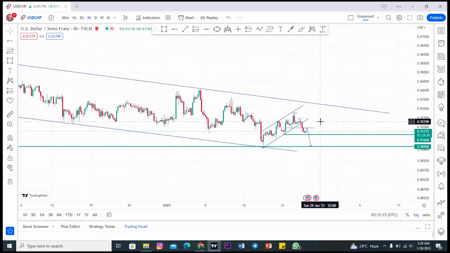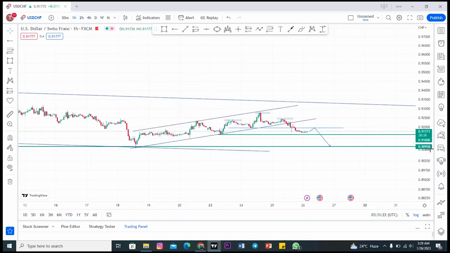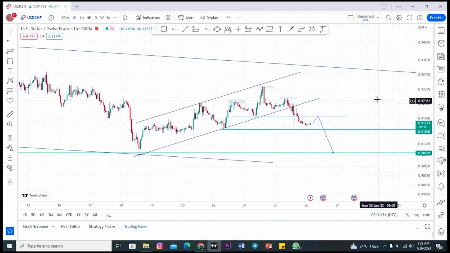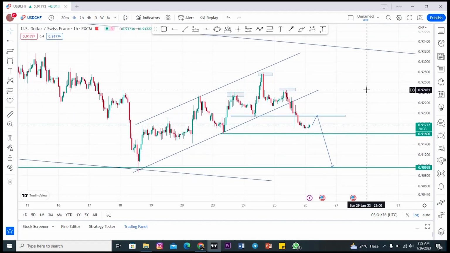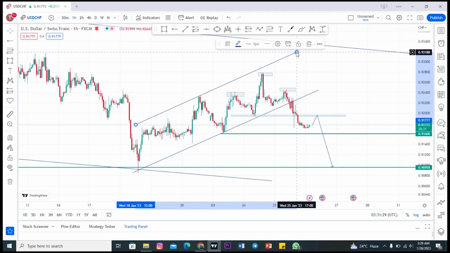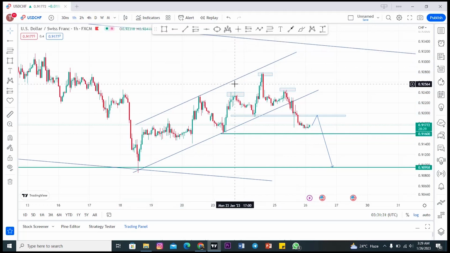Let's move on to the 1-hour time frame to see what price is also doing there. On the 1-hour time frame, you can see our resistance trend line right here, and this is our support trend line right here. Now we can clearly see price has created a left shoulder, a head, and also a right shoulder right here.